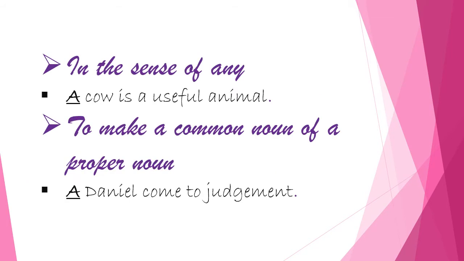In the sense of any, a cow is a useful animal. What happens here is, with the use of the indefinite article, we are able to indicate that any cow is a useful animal. We also use the indefinite article to make a common noun of a proper noun. For example, a Daniel come to judgment. What happens here is Daniel, which is a proper noun, has been converted into a common noun by the use of the indefinite article. Friends, if you have any problem in understanding what is a common noun and proper noun, you can refer to my video on the noun.